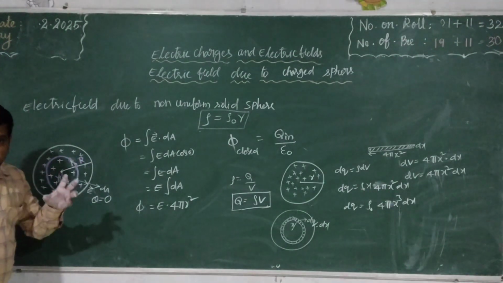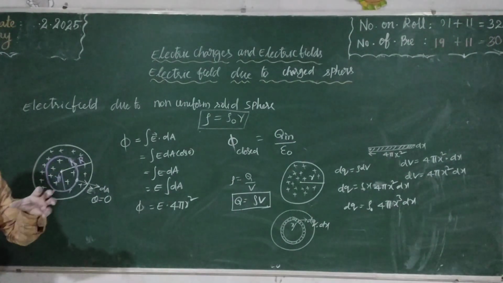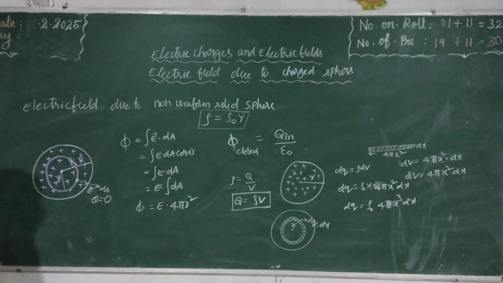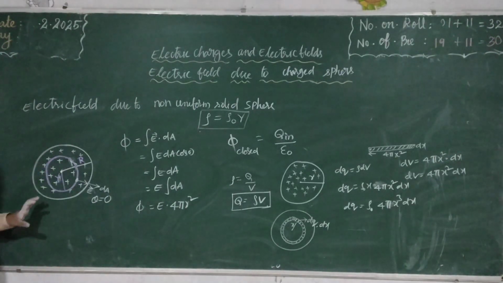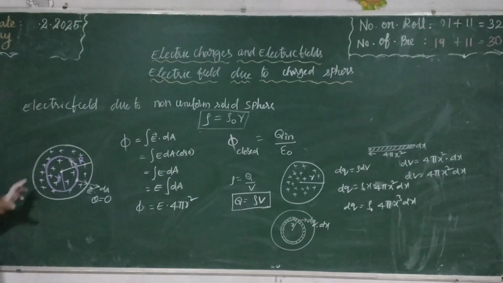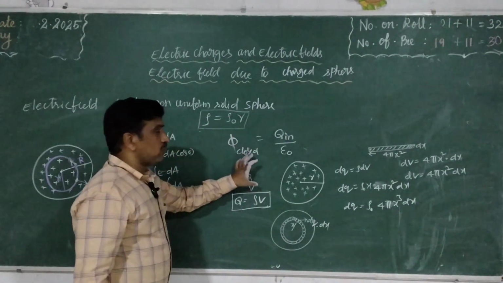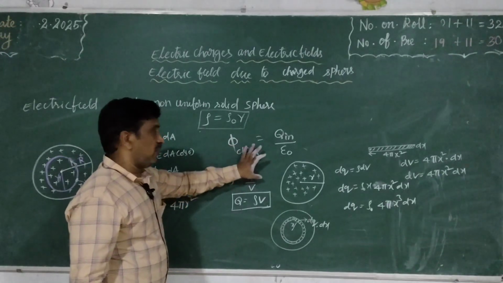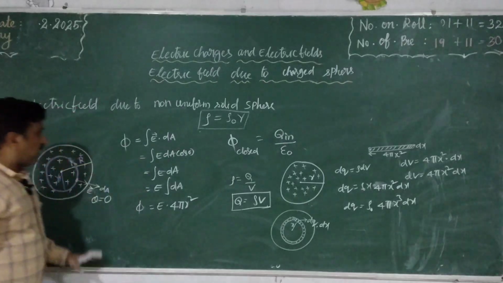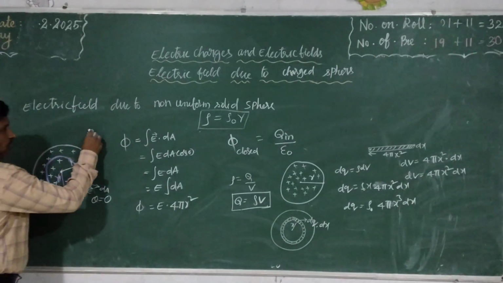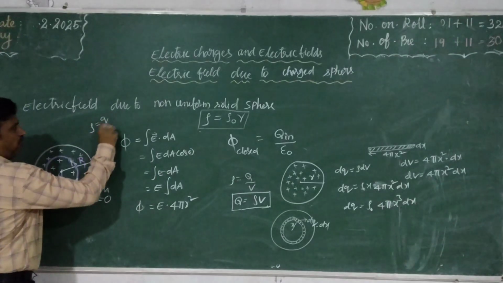The net electric flux through a closed surface is 1 by epsilon naught times the charge inside the closed surface. That is, the flux through the closed surface equals q inside by epsilon naught. For q inside, we use the volume charge density, which equals q by v.